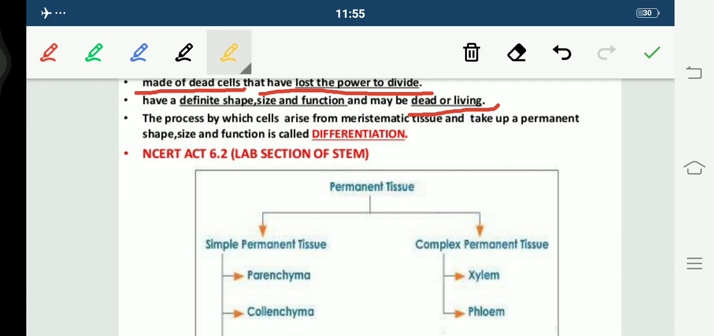Now the process by which, very important term students, the process by which cells arise from meristematic tissue and take up a permanent shape, size and function, that is called differentiation. Fine. So the cells which arise from the meristematic tissue, for example these are the cells. Fine, I'm making it with the yellow color. These are the cells. Now if they take up the permanent shape, size and function, this process is said to be differentiation.